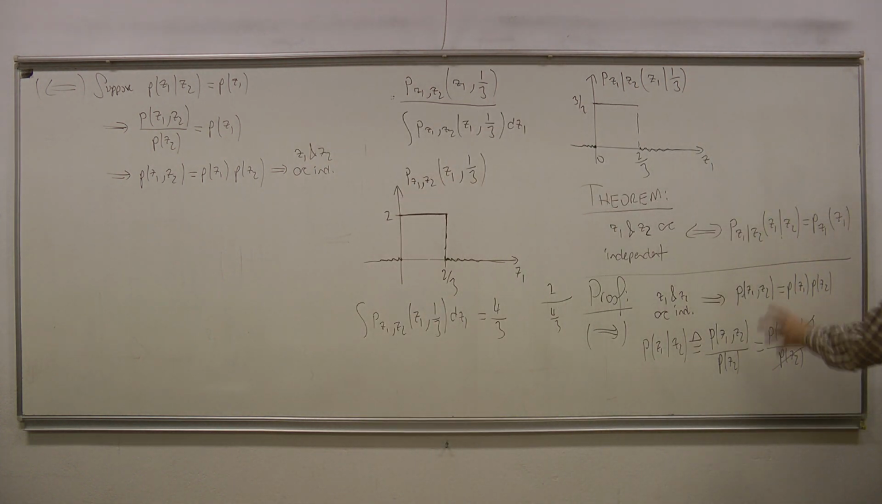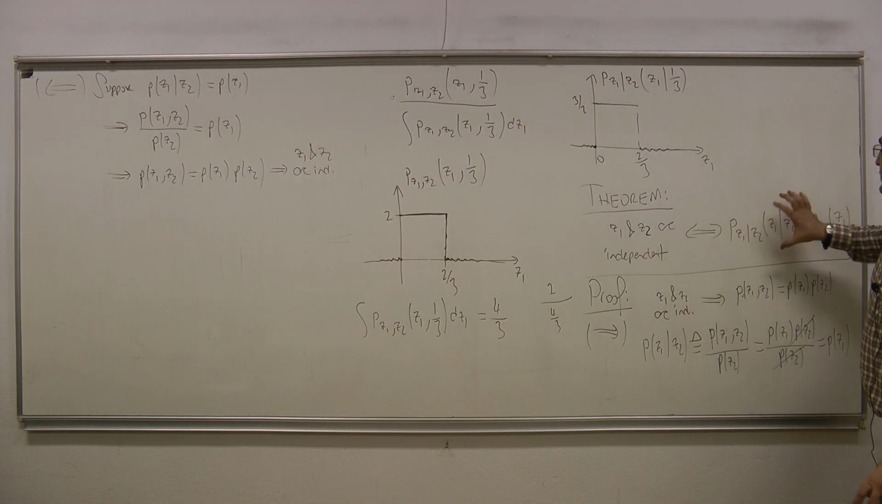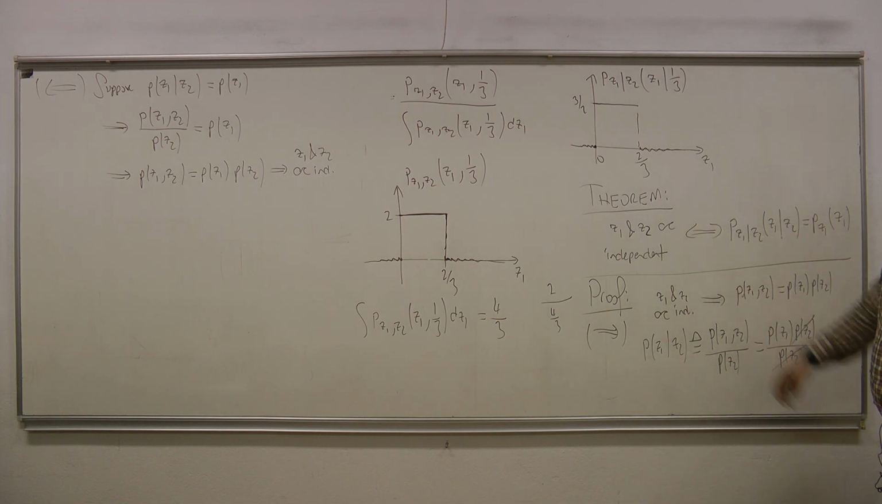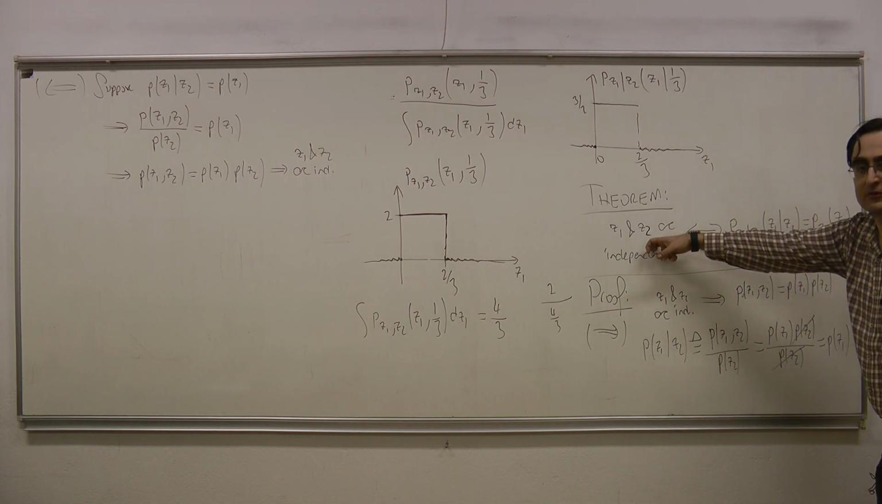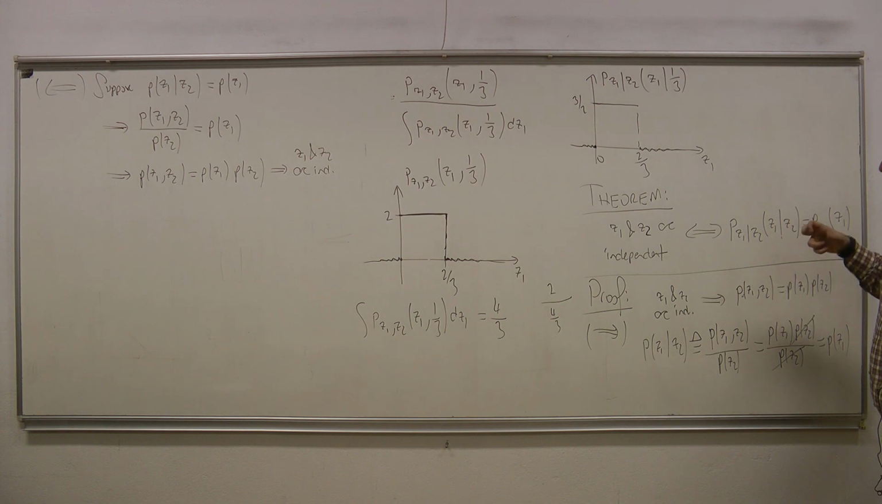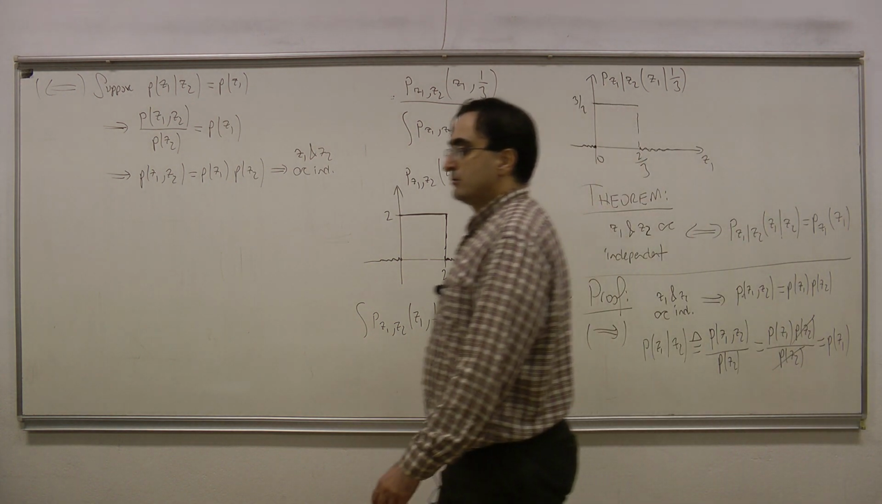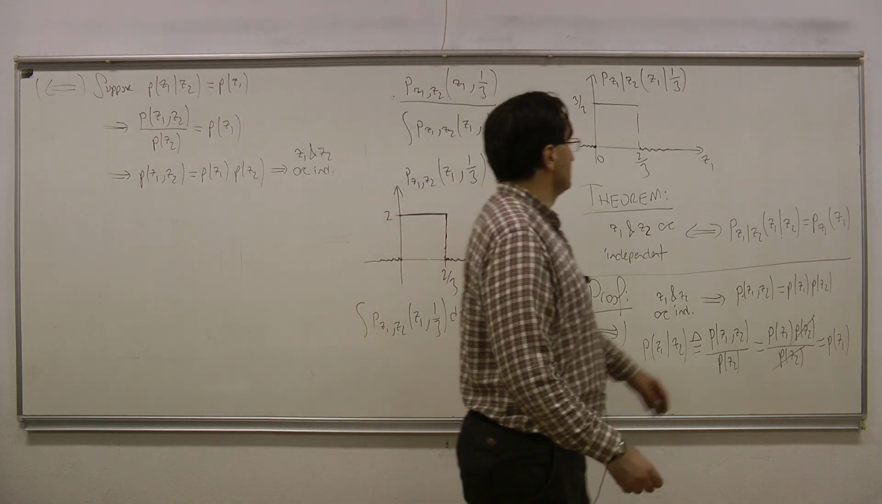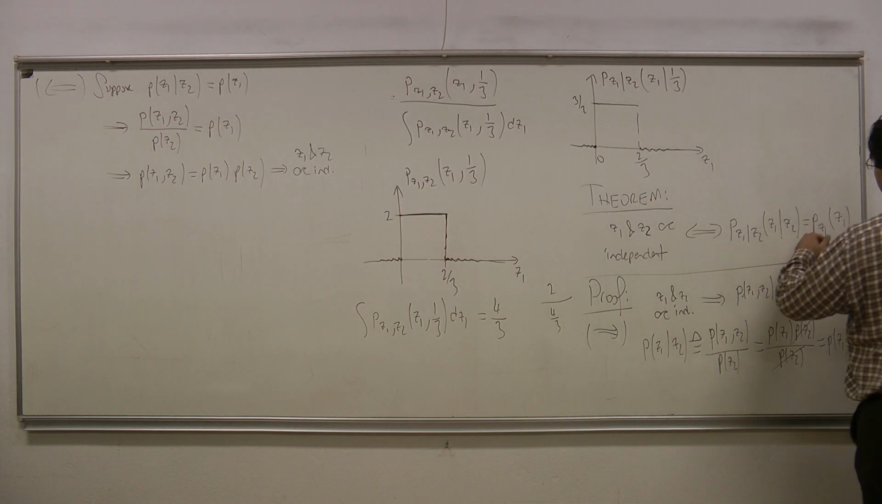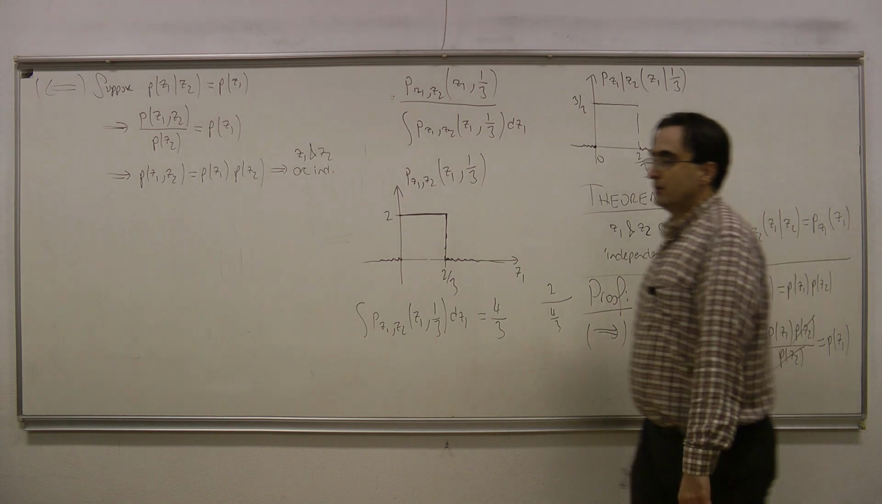So now we see that this condition is equivalent to independence. If the random variables are independent, this condition holds. If this condition holds, then the random variables are independent. So we can check independence equivalently by using this condition.